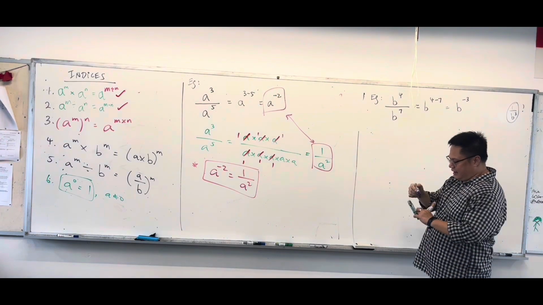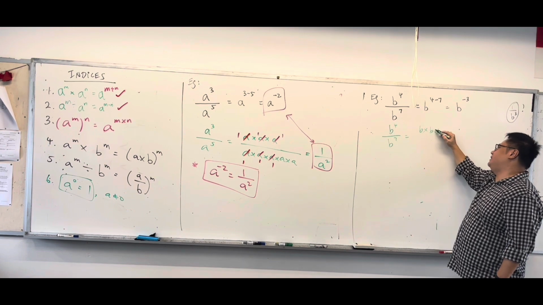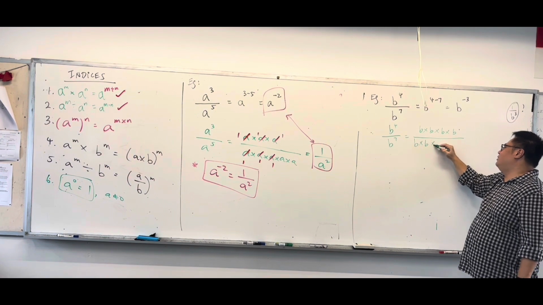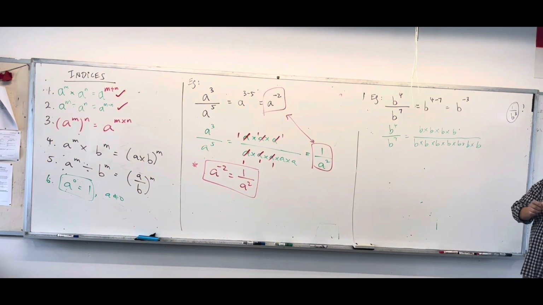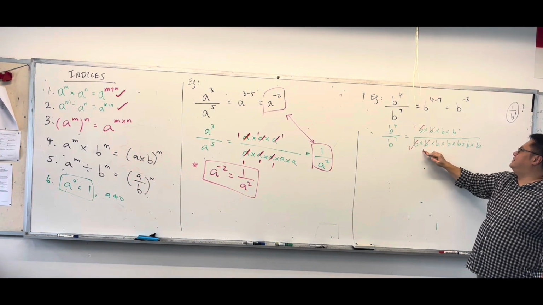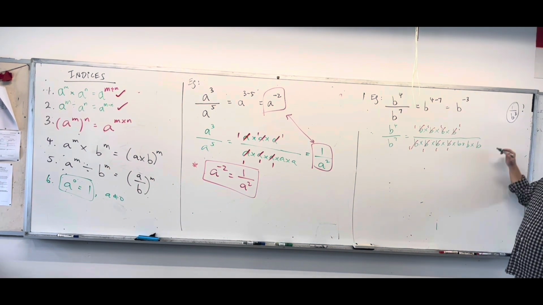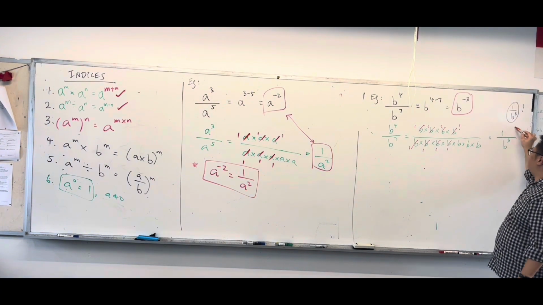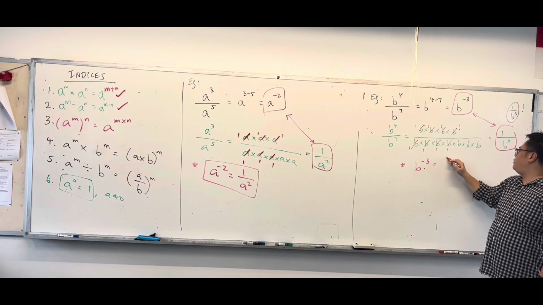So B to the power of 4 divided by B to the power of 7. B times B times B times B, over B times B times B times B times B times B times B, which is 7 times. Happily cancel, cancel, cancel. What is left is 1 over B times B times B, which is B cubed. Since these two questions are the same, these two answers must also be the same. That tells me that B to the power of negative 3 equals 1 over B cubed.